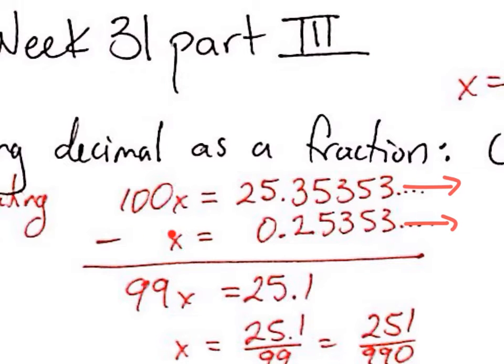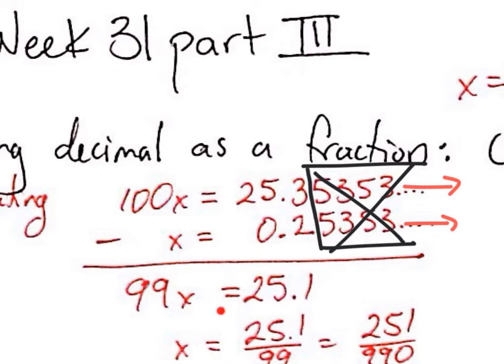If we subtract them, watch what happens. Cancel, cancel, cancel, cancel. Aha. So basically, we set this up because it's a repeating decimal. All of that, when subtracted, becomes 0. So subtracting this number from this number, we're going to end up with 25.1, okay? And subtracting x from 100x gives us 99x.